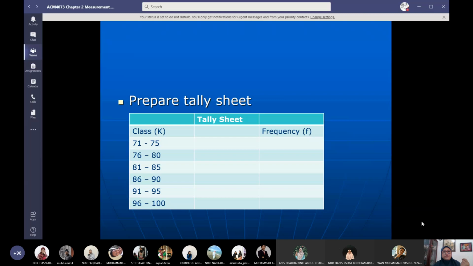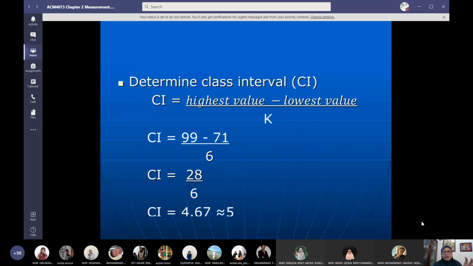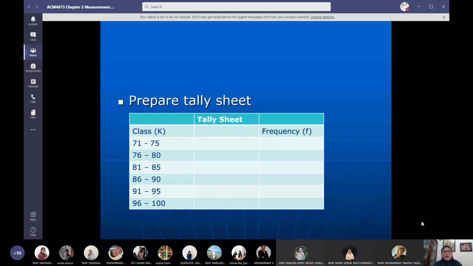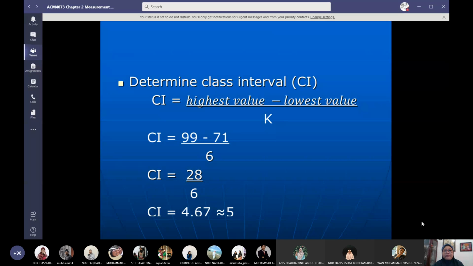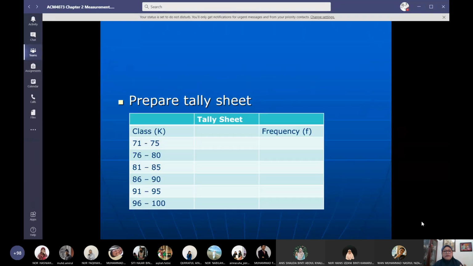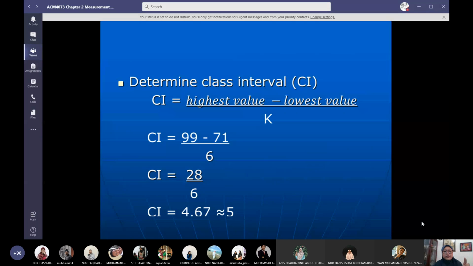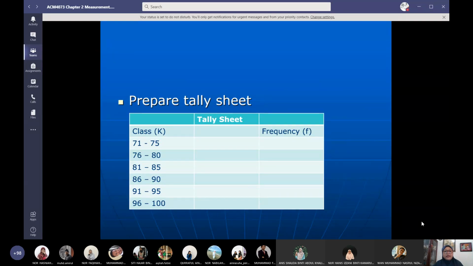Now, how do you prepare the tally sheet? Then you have this. This is what we call the tally sheet. You start with the lowest, which is 71. Remember that. 71, and then the highest class must stop at number 99. Okay. 71. The range is 5.